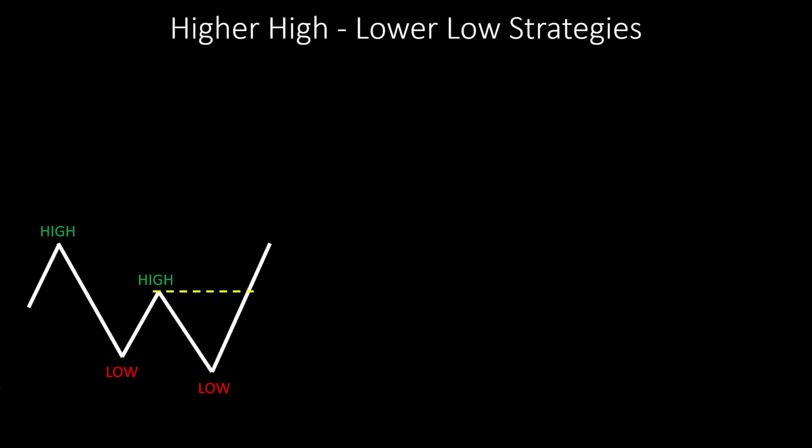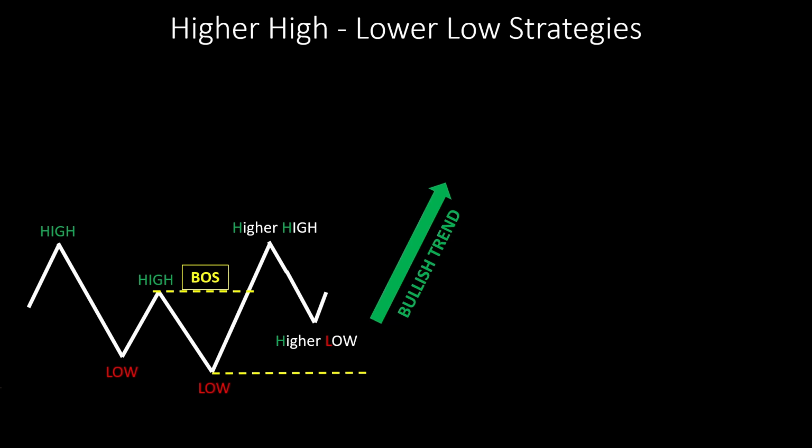Just before we dive into the specifics of this break of structure strategy, let's first understand the fundamental concept behind higher high, lower low strategies. As you probably know, price action naturally creates low and high points on the chart. When the price breaks above its previous high point, it leads to a break of structure and then a formation of a higher high. On the other hand, when the price retraces but fails to break below the most recent low point, it creates a higher low. The presence of both a higher high and a higher low indicates that the price action is in an uptrend, signaling a bullish market sentiment.